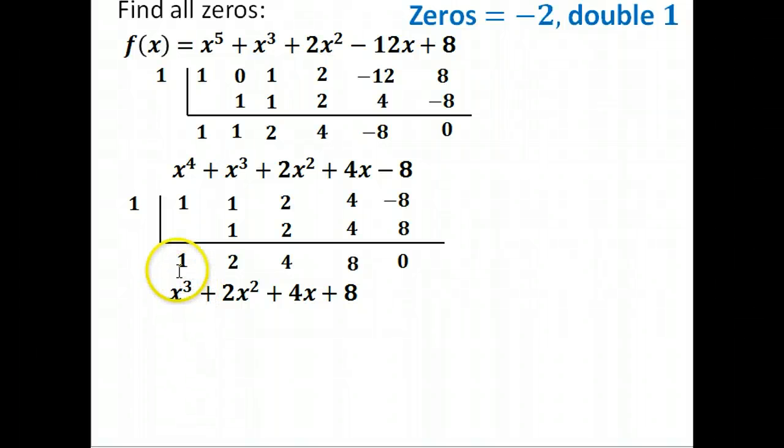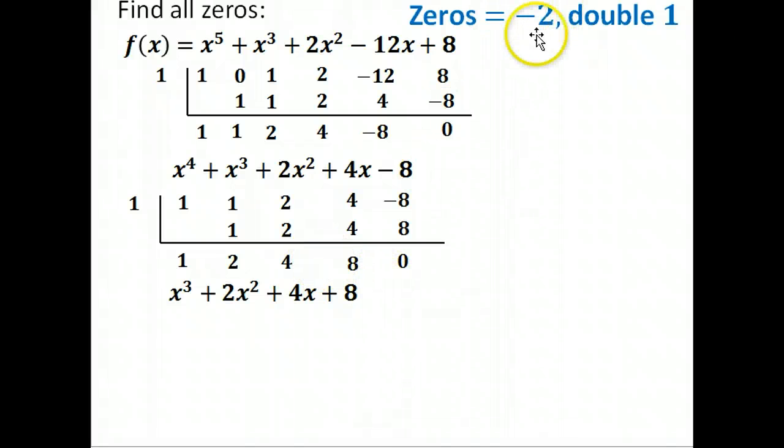But I don't really have to do this because my next step is to take my coefficients, which are 1, 2, 4, and 8, and do my synthetic division. So I'm just going to skip this step right here, and you can skip that as well if you'd like, but it just makes it a little bit faster. I'm going to skip that step.